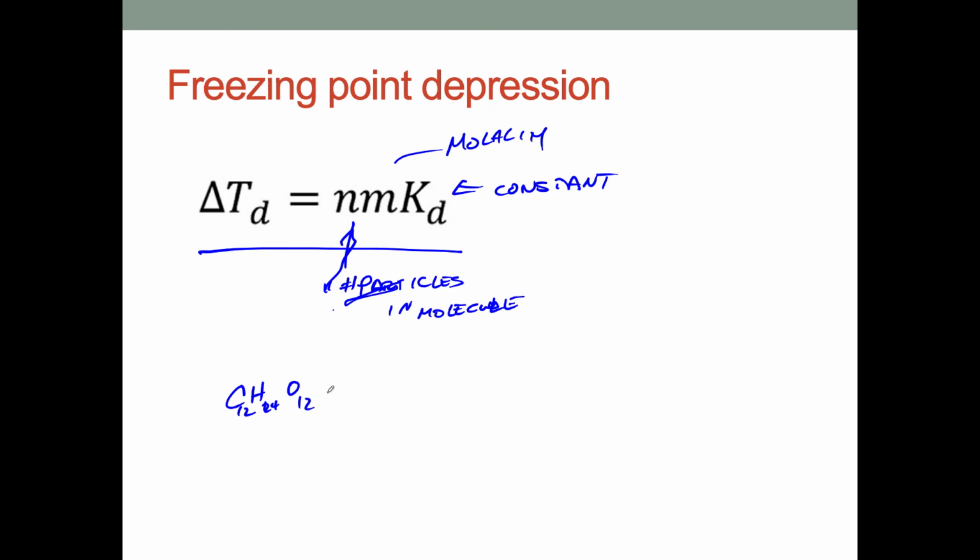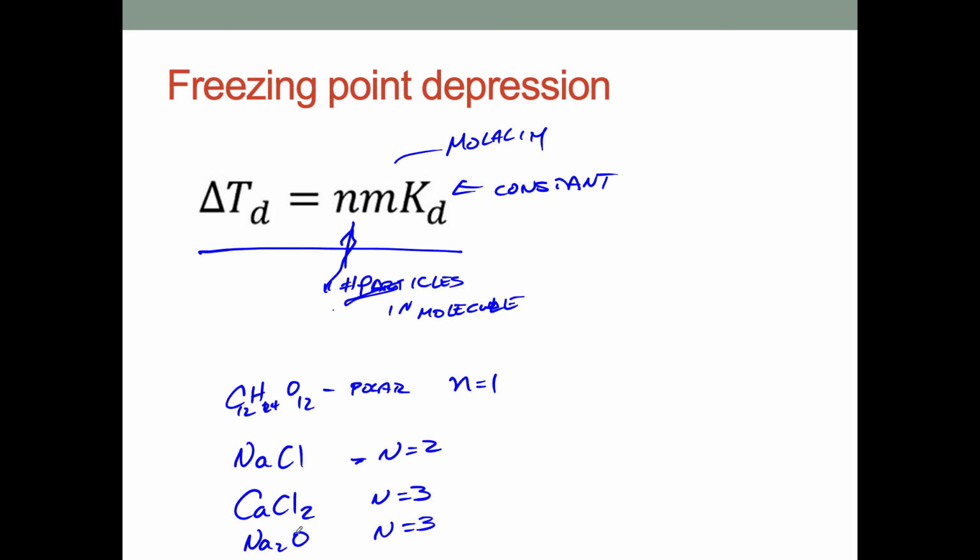C12H24O12 is a sugar dimer. This is polar, but when it dissolves in water, it does not break apart. So N is equal to 1. Things like sodium chloride, N is equal to 2. Calcium chloride, N is equal to 3. And same thing with sodium oxide. So how many ways are we going to break things up? It takes if this is going to be 1, 2, 3, 4, or whatever. Sometimes you can get 5 or 6.